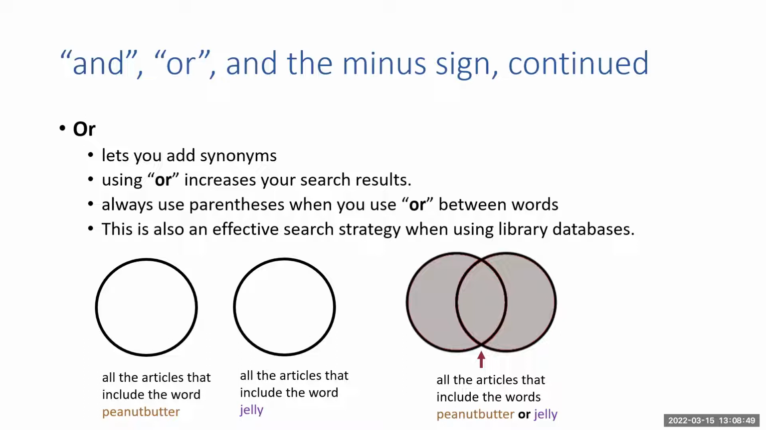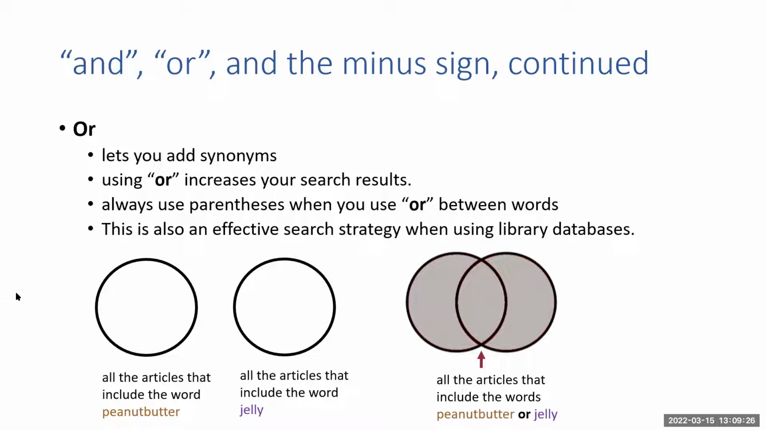Otherwise, because it's like the mathematical order of operations, what it will do is, say you had apples and oranges or pears, and you didn't have oranges or pears in parentheses, it's going to look for apples and oranges first, which will be one set of results, and the other will just be pears. Doesn't necessarily have to have anything to do with the others. So you have to be very careful about putting parentheses around any strings of "or" items that you have.